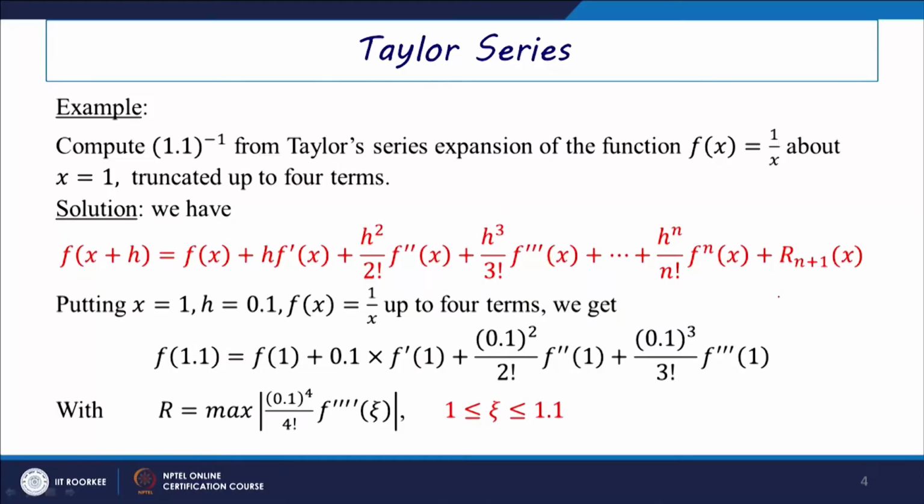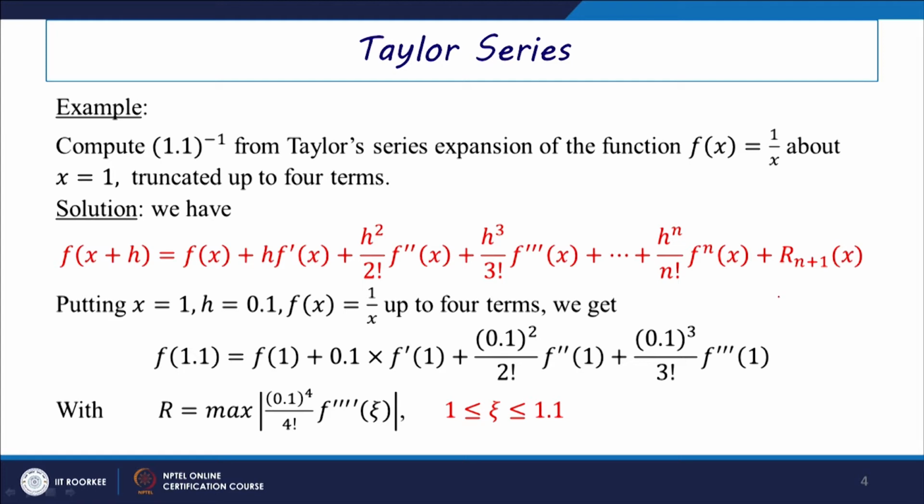For example, if you consider 1.1 whole to the power minus 1, and it is asked to find the expansion using Taylor series expansion, then we can consider that x equals 1 here and h is 0.1. Suppose the question is to compute 1.1 whole inverse from the Taylor series expansion of the function f of x equals 1 by x about x equals 1, and we have to find this result truncated up to 4 terms.